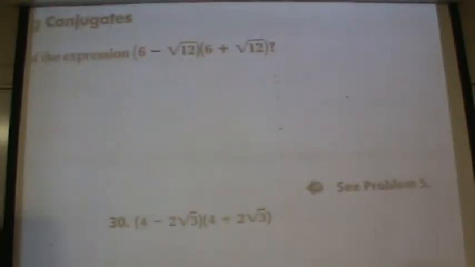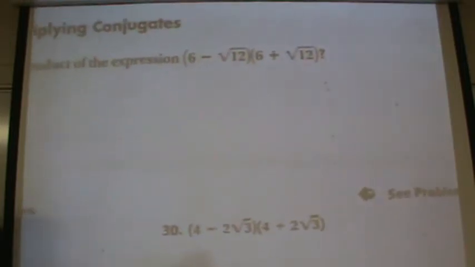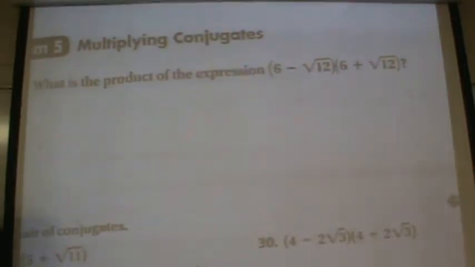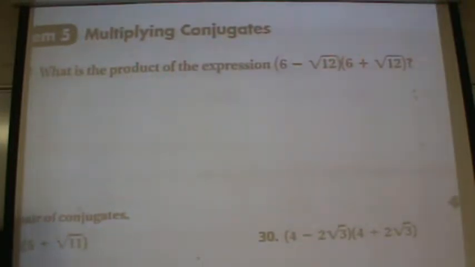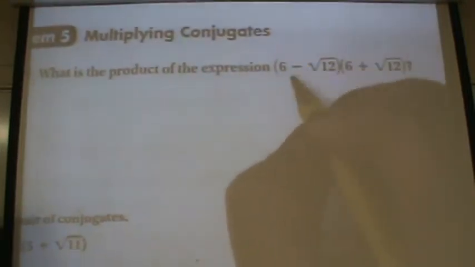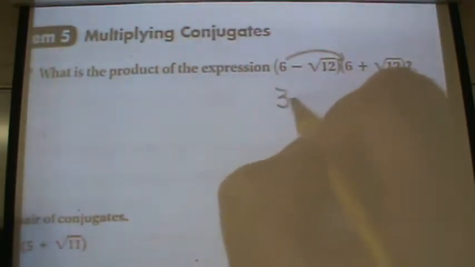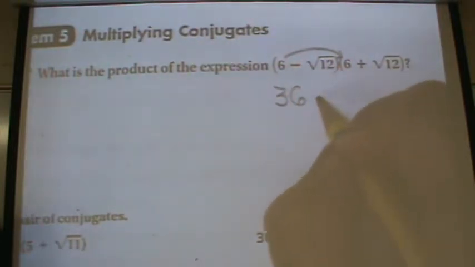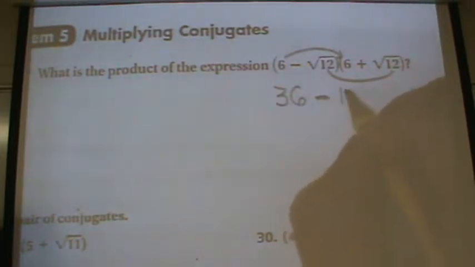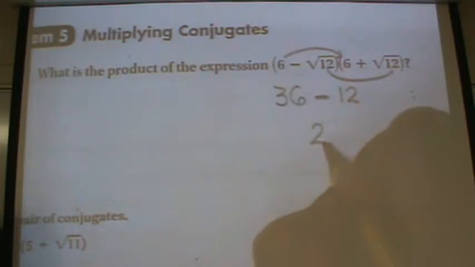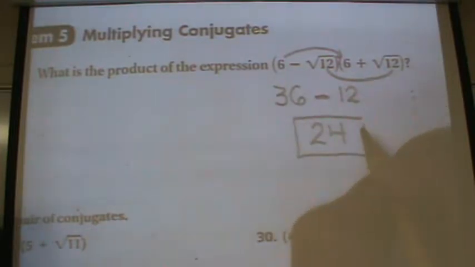Okay, so look at example 5, problem 5. What are these two things? They are conjugates. So knowing that they're conjugates, do I have to do FOIL? What's the simplest thing for me to do? First and last. So what is 6 times 6? 36. And then minus, and then what's root 12 times root 12? Just 12. And what did you say the answer was? 24. You are right.